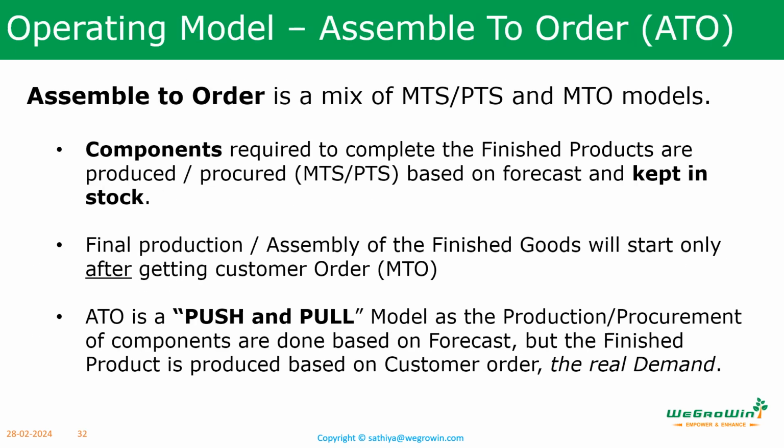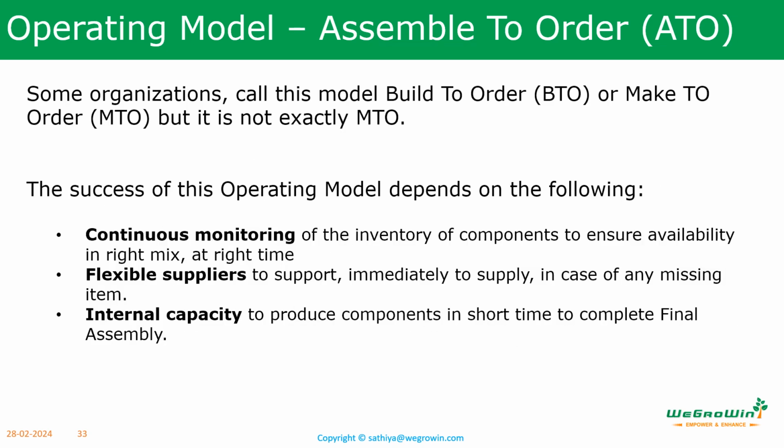Assemble to order is a mix of make to stock and make to order models. Components required to complete the finished products are produced, and they are kept in stock based on the forecast. The final production or assembly of the finished products is carried out only after receiving the customer orders. ATO is a push and pull model, as the production and procurement of the components are done based on forecast, but the finished product is produced based on customer order, the real demand. Some organizations call the ATO model build to order or make to order, but it is not exactly make to order.